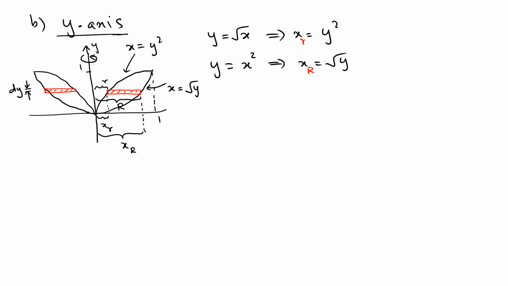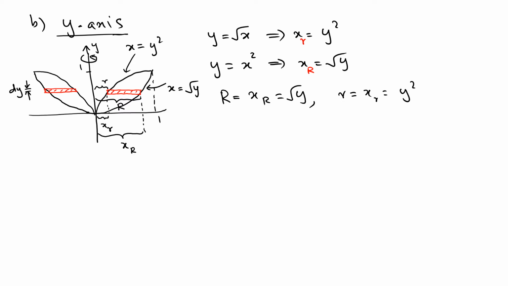Okay, those are the references if you want. Now what we can do is find the two radii. So we can write the large r, which in this case is x_R, equal to square root of y, and the small r, which is x_r, equal to y squared. So we express the radii in terms of y.